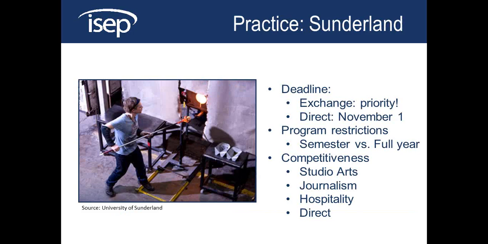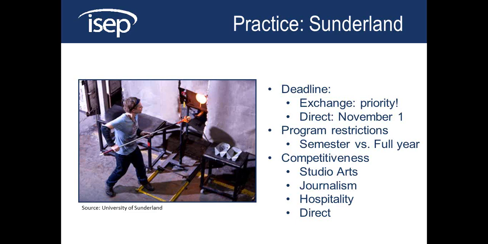Lastly, I wanted to talk about one of our 7 universities in England. Sunderland has the same priority deadline, but their direct deadline is actually a bit later, November 1st. So this is an example of why you should be checking that page to see if an institution is still available. The main program restrictions that you'll see at Sunderland is with semester versus full year classes. Students need to take a look at that module guide that's linked to our directory page when selecting coursework and make sure that the classes that they're choosing are appropriate for their length of stay.